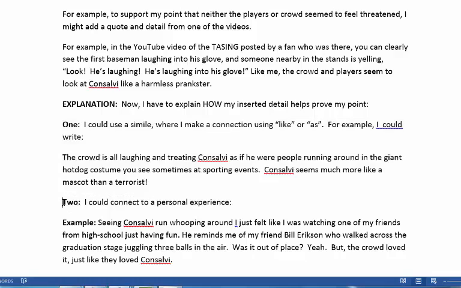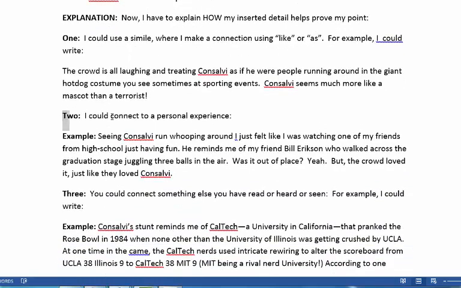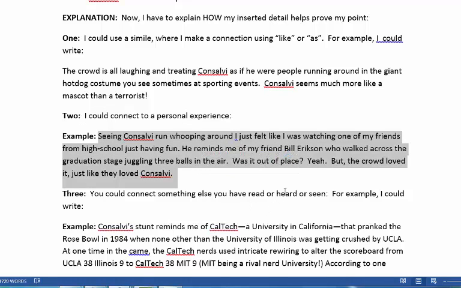Another thing I can do, and by the way, you can do more than one thing in explanation, is connect to a personal experience. For example, I could write: seeing Stephen Consalvi whooping around, I just felt like I was watching one of my friends from high school just having fun. He reminds me of my friend Bill Erickson, who walked across the graduation stage juggling three balls in the air. Was it out of place? Yeah, but the crowd loved it, just like they love Consalvi. So again, a second way to explain is to connect to a personal experience.